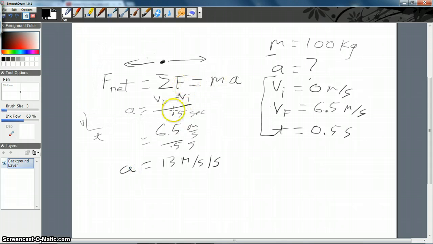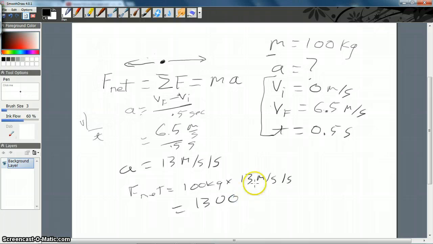Now we can use that to figure out our net force. Mass is 100, acceleration is 13, so F net is equal to 100 kilograms times 13 meters per second squared, and that equals 1,300 newtons worth of force. Okay, so this is the first one.